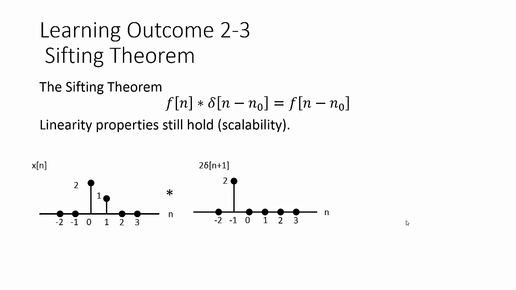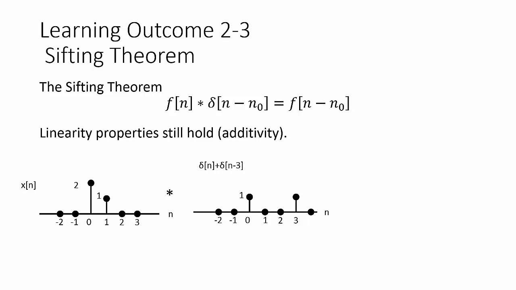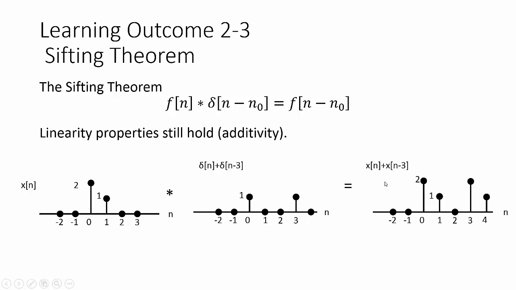Linearity properties still hold because convolution is linear. So we can apply scalability. Here's an example. If we were to convolve with 2 times that delta of n plus 1, we're then going to get 2 times our x shifted to that location. And the additivity part of linearity also holds. So if we have 2 impulses, we have x of n convolve delta of n plus delta of n minus 3, so we can distribute and just convolve delta of n with x and delta of n minus 3 with x, giving us x of n and x of n minus 3.